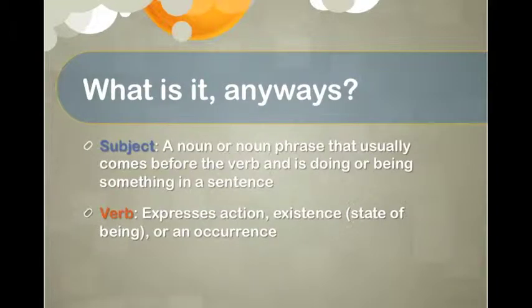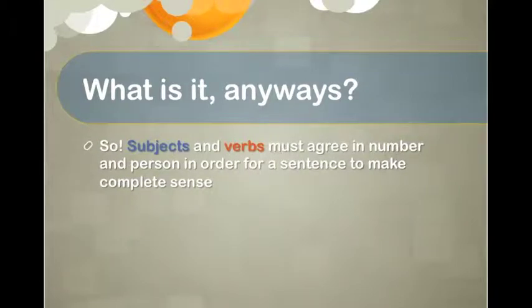So what is it anyways? A subject is a noun or a noun phrase that usually comes before the verb and is doing or being something in a sentence. And what is a verb anyways? It expresses action. It expresses existence or a state of being or an occurrence. And these are definitions I'm sure you probably heard before in one way or another, but this is how we're going to apply them to subject-verb agreement.